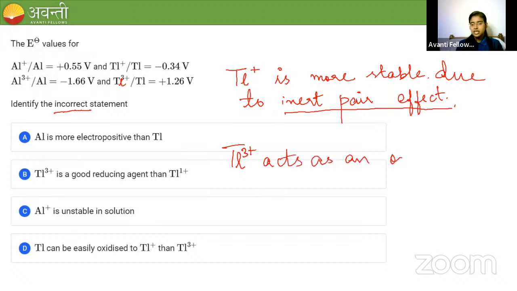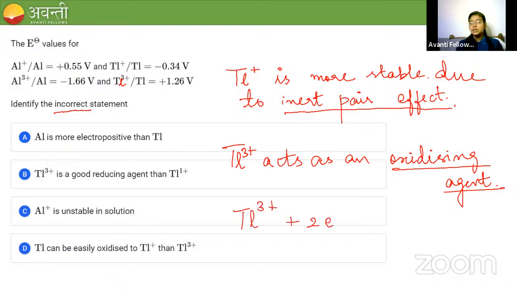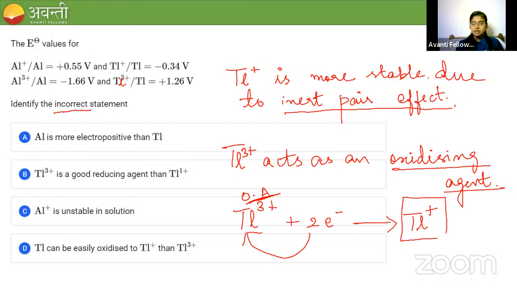Okay, so what is meant by oxidizing agent? The one which is gaining the electron is called an oxidizing agent. So thallium 3 plus will gain 2 electrons from the species it is reacting with, and then it will be converted to thallium plus. Since thallium plus is more stable, thallium 3 plus gains 2 electrons and forms the more stable ion. Got it? It means it is acting as the oxidizing agent.